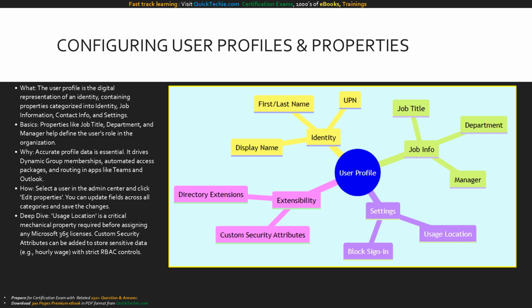Let's deep dive into two specific attributes. First, usage location. This is a mandatory mechanical property. You literally cannot assign a Microsoft 365 license to a user until this is set, due to global licensing laws.